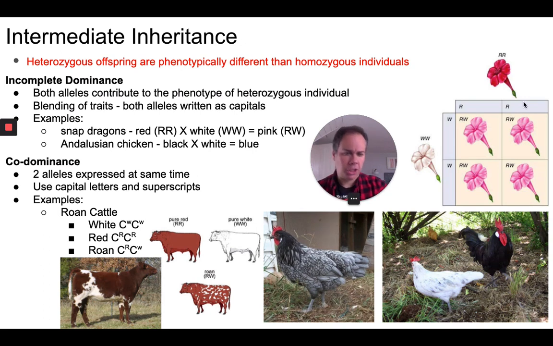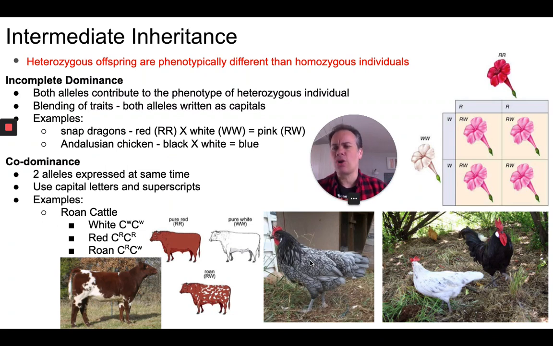These Andalusian chickens are another example of that. Okay, we have a black chicken producing offspring with a white chicken. These are both homozygous, one for black, one for white, but when they produce offspring, which are heterozygous, they're actually gray. So they're showing that in-between blending of traits when they're heterozygous.